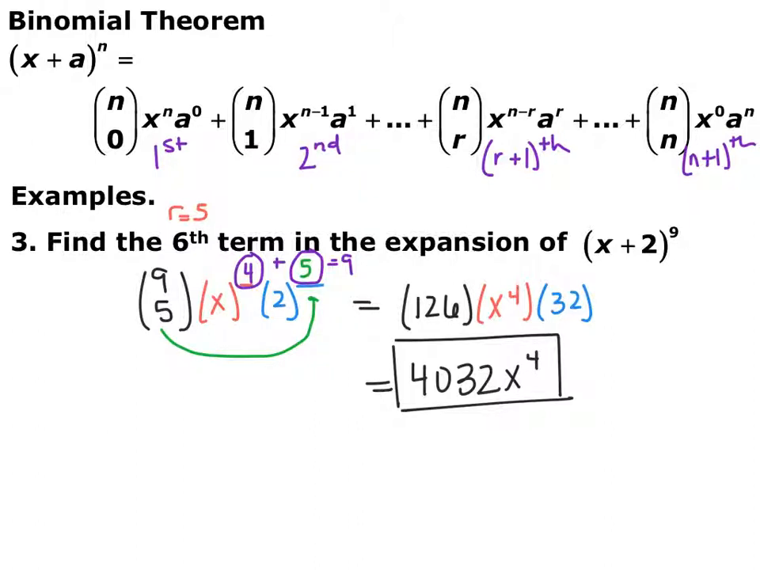So my expansion is going to be 9 choose 5, x to the 4th power times 2 to the 5th power. So 9 choose 5 is 126, x to the 4th is just x to the 4th, and 2 to the 5th is 32. So we end up with the 6th term in the expansion is 4032 x to the 4th. So this has been the binomial theorem. It's a way to expand binomials without having to multiply them out all the way.